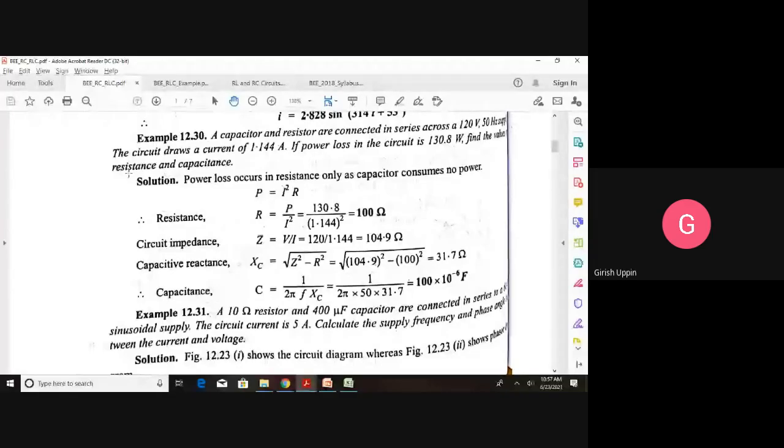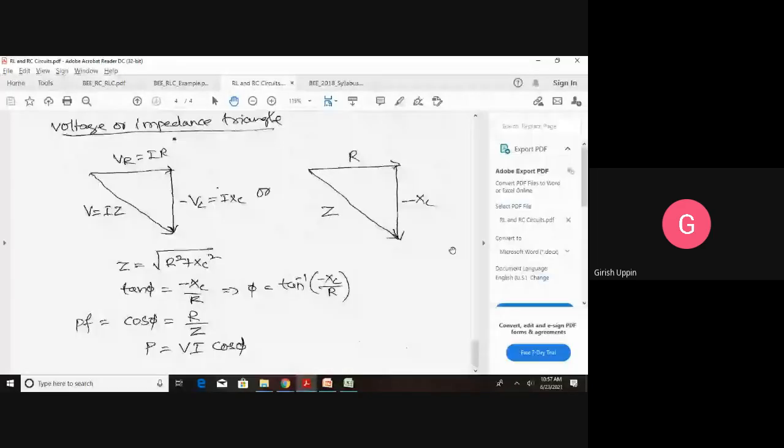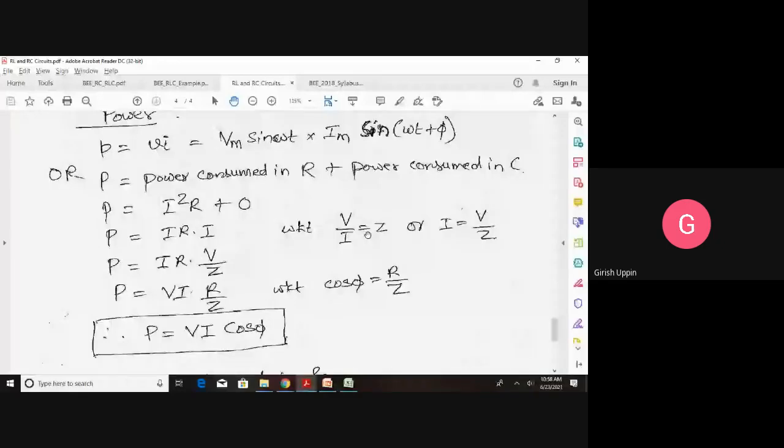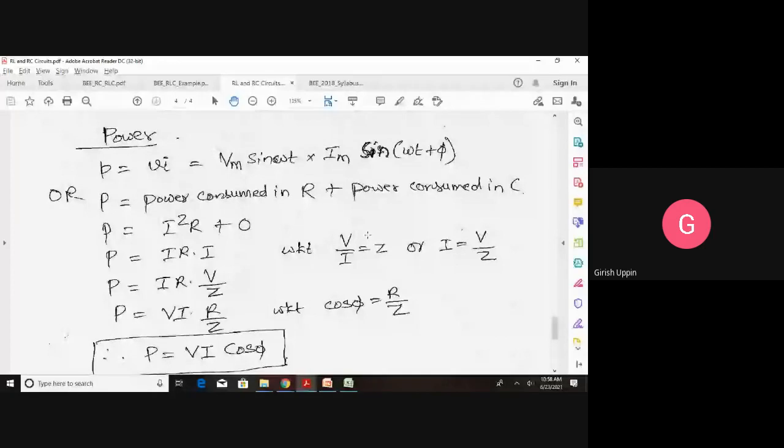So here they have given the resulting current, the applied voltage, the frequency, and the power consumed in the circuit. Now we have to find the value of the resistance and the value of the capacitance. Now the power loss occurs in resistance only, as a capacitor consumes no power. If you remember in our analysis of the RC circuit, P is equal to power consumed in resistor plus power consumed in capacitor. So the power consumed in the capacitor is 0.